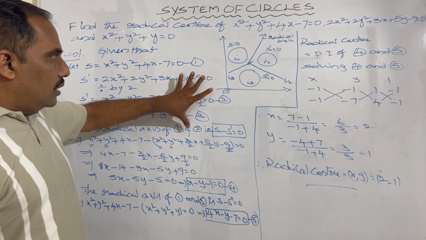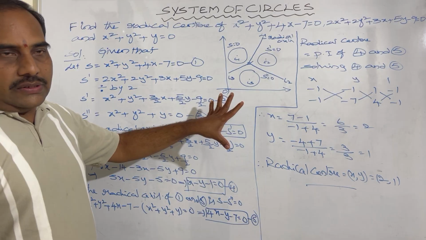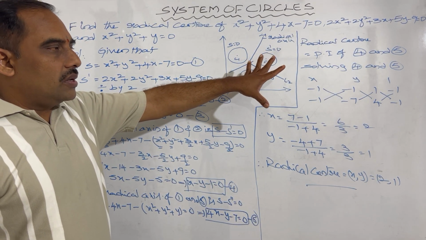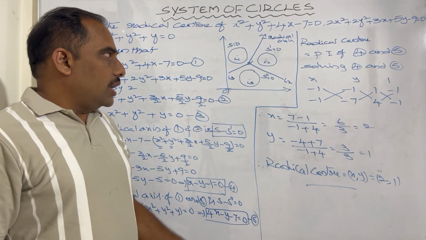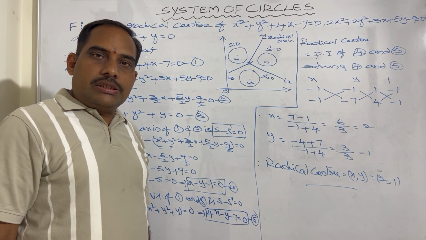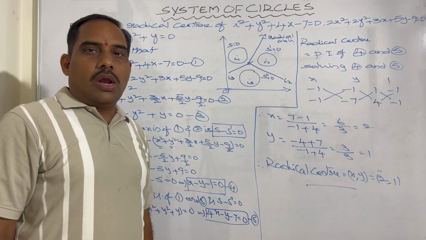Using these three equations, you have to find a pair of radical axes. Then the point of intersection of the pair of radical axes is nothing but the radical center. Like this we can find the radical center of given three circles whose centers are non-collinear.